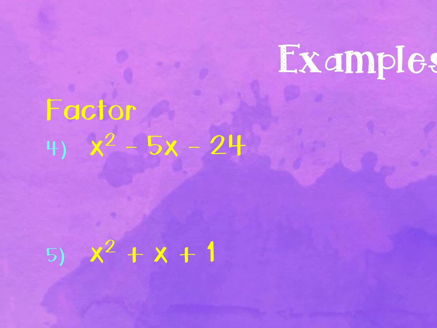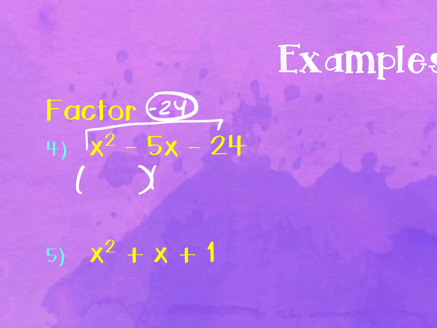A times C. 1 times negative 24. So negative 24. I need factors of negative 24. They're going to multiply to give me negative 24, but add to give me negative 5. So I have 1 and 24, 2 and 12, 3 and 8, 6 and 4. Which one's going to give me a negative 24 when I multiply, but a negative 5 when I add? Negative 8 plus 3. Perfect. Do a quick check. What's negative 8 times 3? Negative 24. Good. What's negative 8 plus 3? Negative 5. Now, could you have written x plus 3, x minus 8? Yes. But you can't switch the signs.